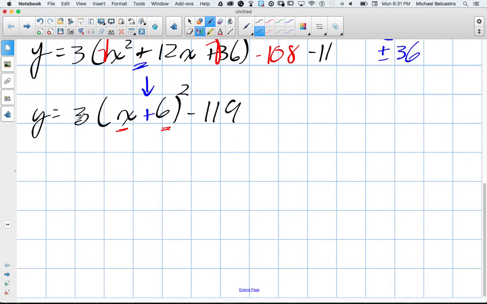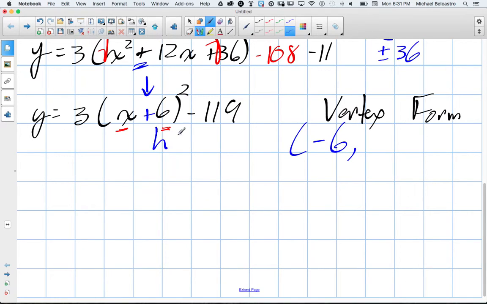Now that we have completed the square, this is the vertex form. We can actually pull out the vertex. Because this is positive 6, our vertex is going to be a negative. That's usually called the h value. And our k value here is negative 119, so it's at a negative 119. So pretty far down vertex. The next step would then be to actually go about finding the inverse of this function.